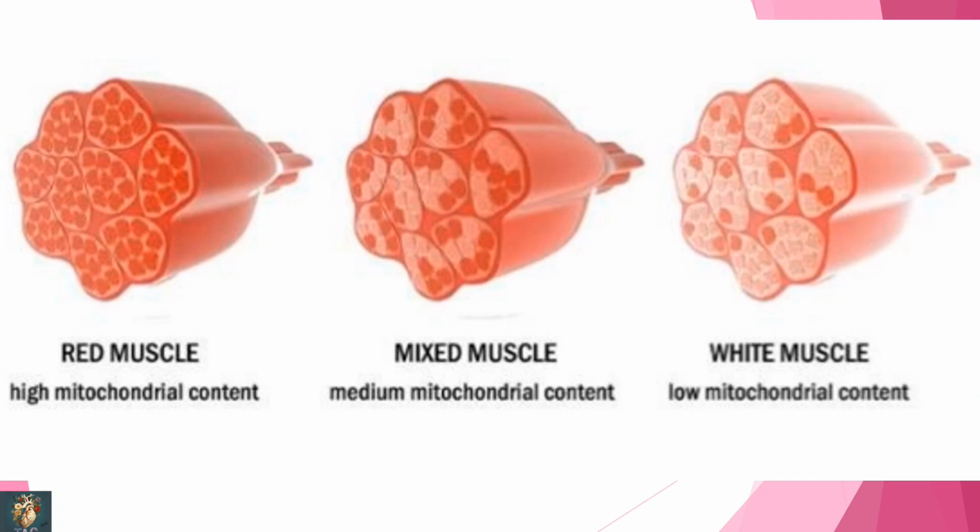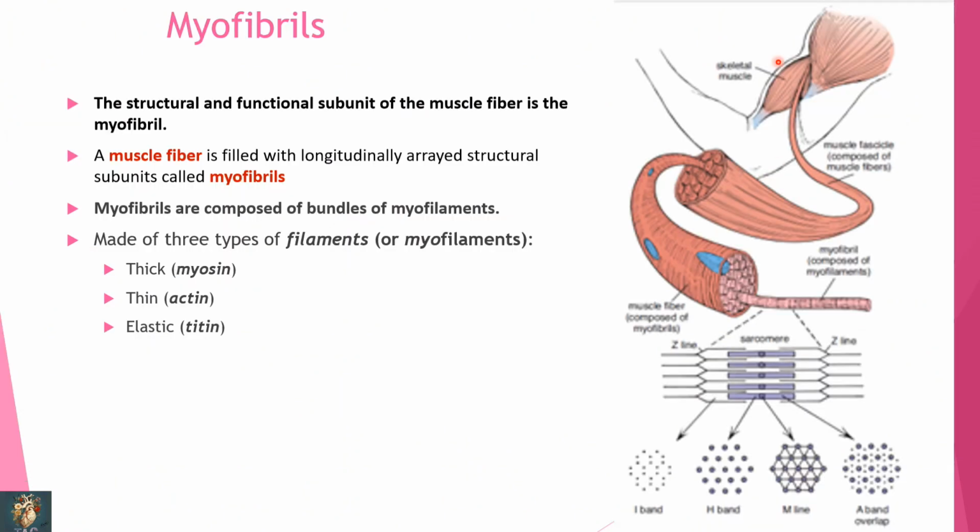These are the histological diagrams of the three types of muscle: the red muscle fibers containing high mitochondria, high myoglobin, and a large amount of cytochrome. Mixed contain an intermediate number, and the white muscle contains a low amount of mitochondria and low cytochrome and myoglobin.